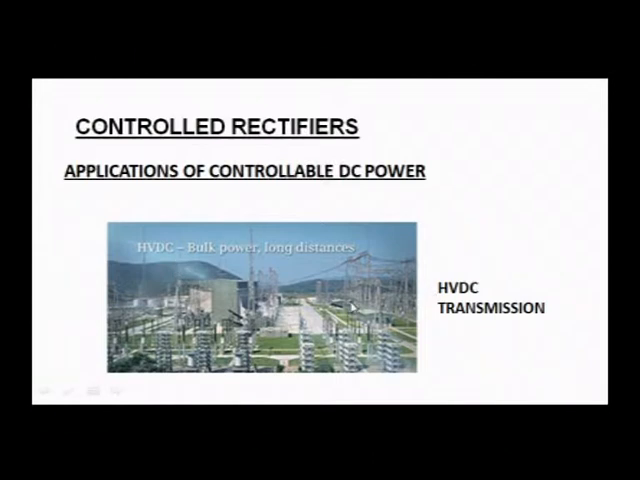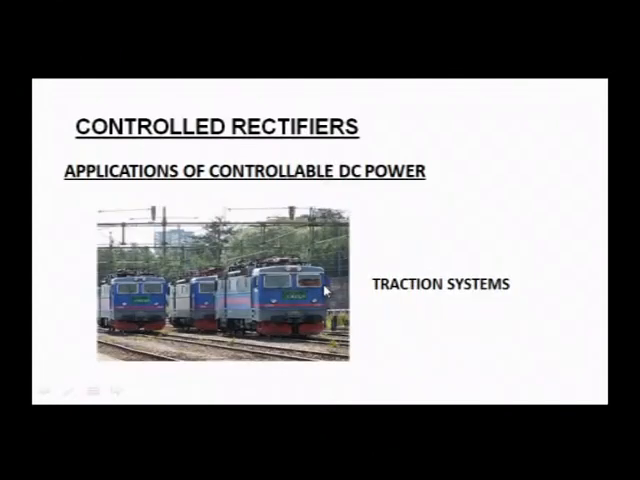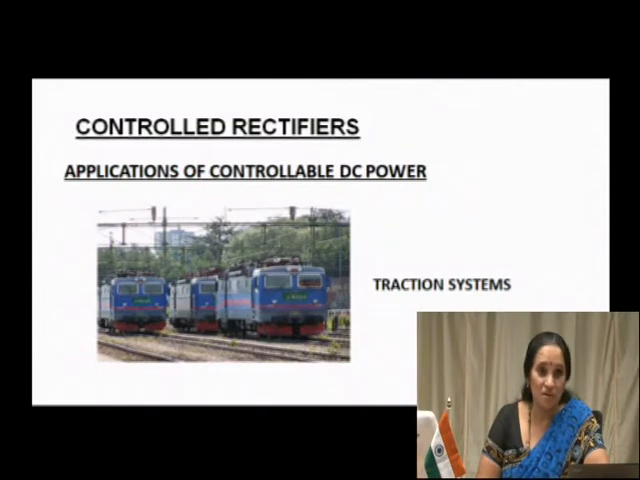A very, very important use is the HVDC, high voltage DC, which is going to be transmitting power at very high voltages of kilovolts, thousands and thousands of kilometers transmission is possible. Then you can use them in your submarine cables, undersea cables. So, wonderful uses of this controllable DC power, and very important is in your traction system.